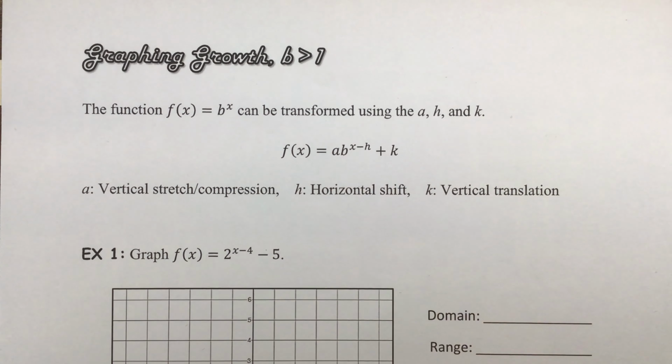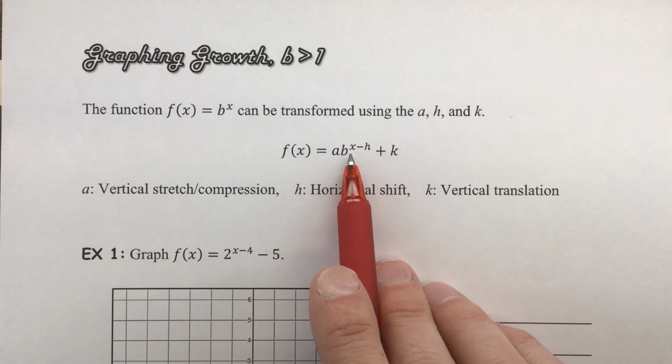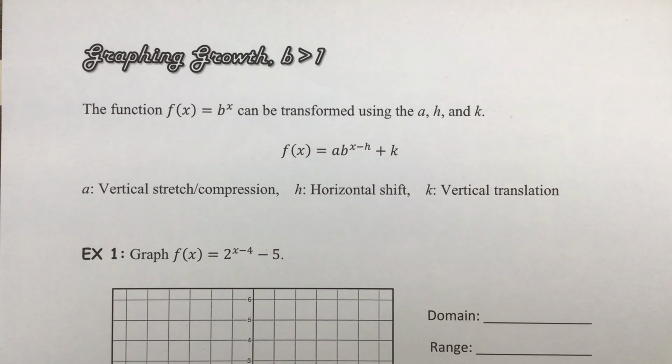The H value is going to be a horizontal shift, or horizontal translation. Remember, because this says x minus h, that means that whatever you see the h as, you're going to move in the opposite direction. So if it said x plus 5, you're actually going to go to the left, the negative direction, 5 units. If it says something like x minus 2, you're actually going to move 2 units to the right. You're going to move in the positive direction.